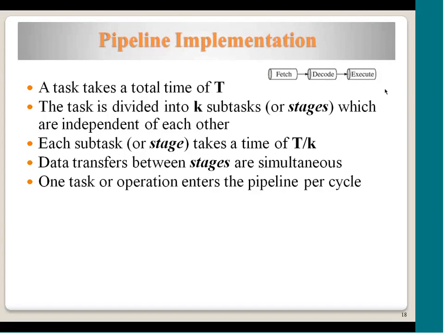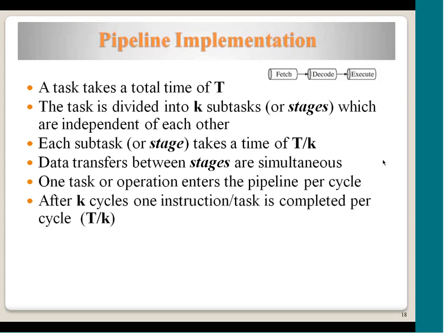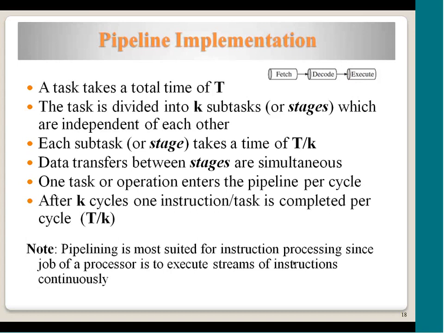Now what happens after the fourth cycle or after the fifth cycle? You will see that the instructions get completed and they keep coming out every T by K time frame. Earlier the instructions were coming out every T seconds, now they come out every T by K seconds. That means it gets executed faster, right? At least throughput is more than the earlier stage where there was no pipeline. So after K cycles, one instruction or task gets completed per cycle. Pipelining is most suited for instruction processing because the instructions are always sequential, they are accessed from the memory, fed into this pipeline, and come out after they are completed.